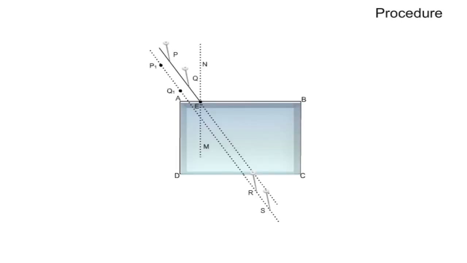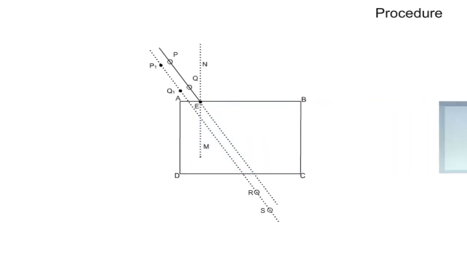Now, remove the pins P, Q, R, S one by one and draw small circles around the points with the help of sharp pencil. Again, remove the glass slab. Joining points R and S by a straight line in such a way that the line meets CD at F, join EF, draw a normal at point F on the straight line CD. As you can see, measure the angle of incidence and angle of emergence in whole numbers only. Okay, so you will get to know these measurements.